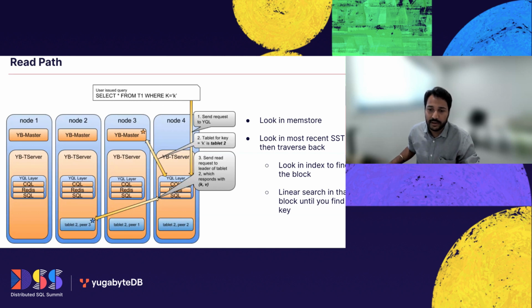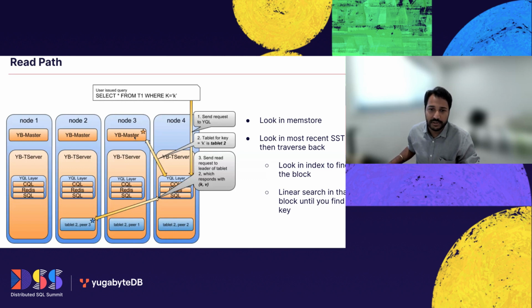The query layer figures out, looking at the syntax and looking at what API was used, whether it's CQL, the Cassandra query language, or SQL, which is a Postgres compatible query language. Once it knows what kind of query it is and decodes the query, it sends that query to YB master asking for this particular key, which is in the where clause.